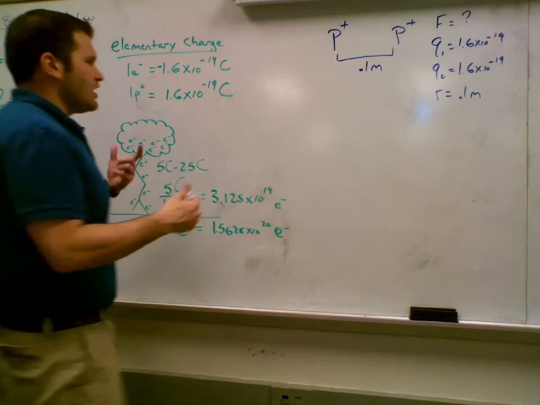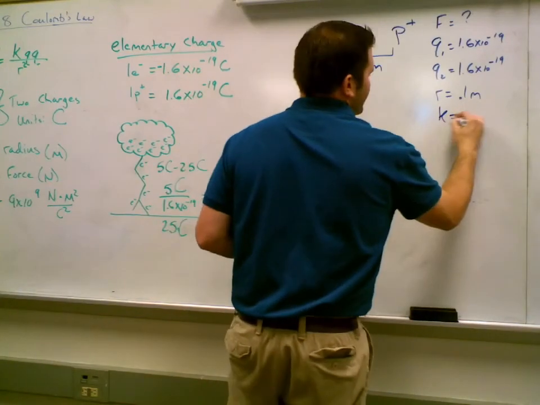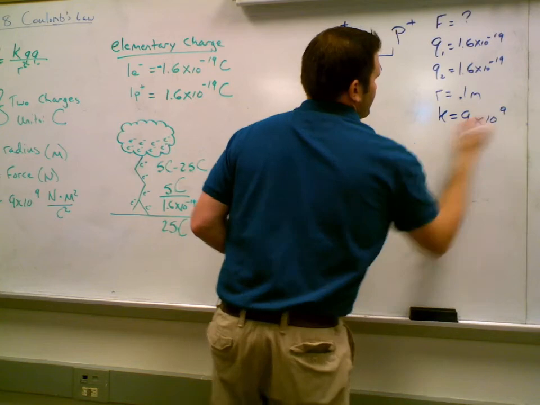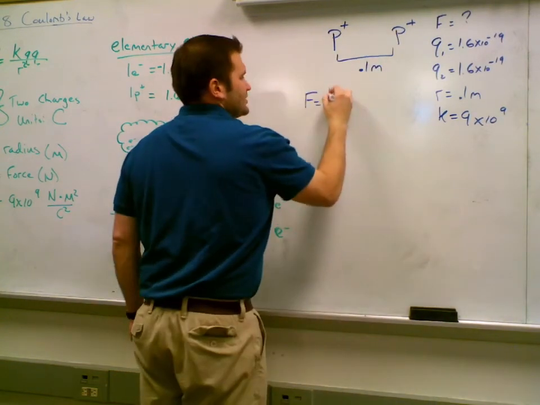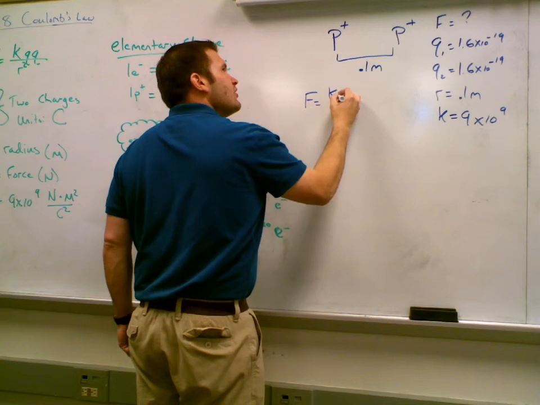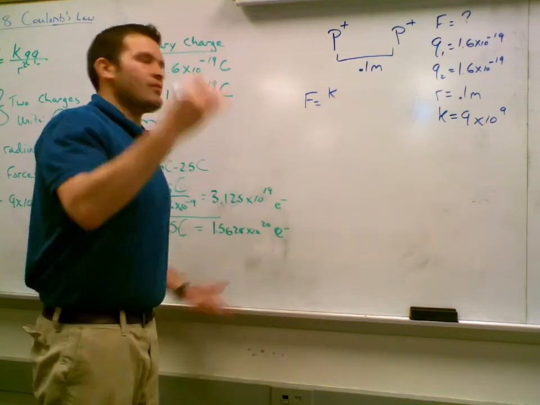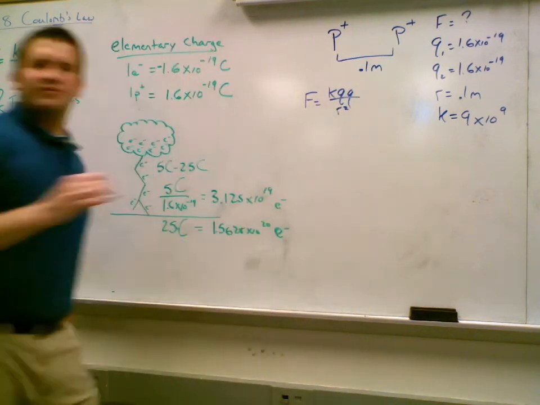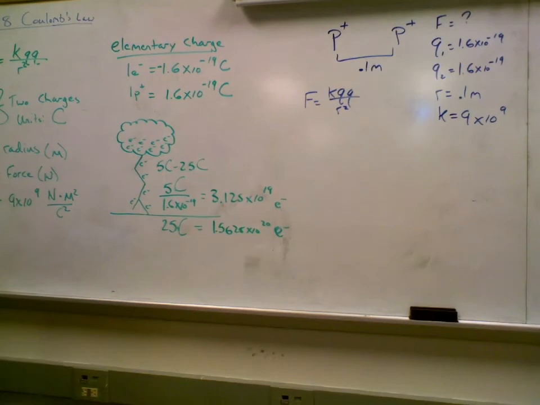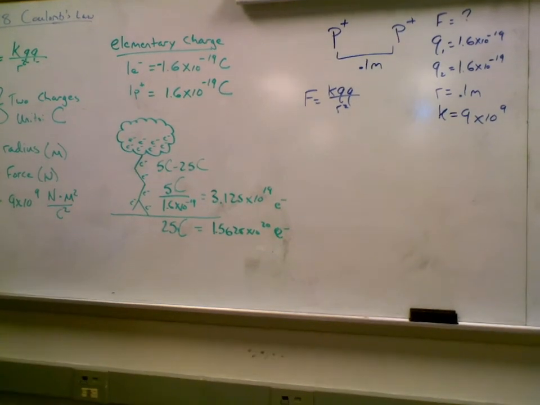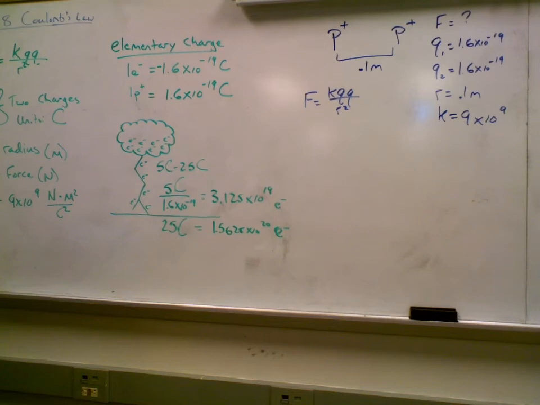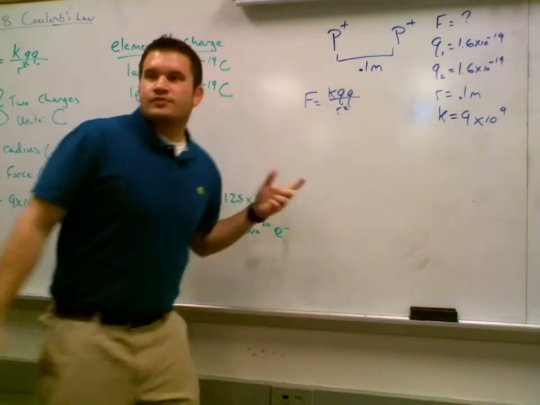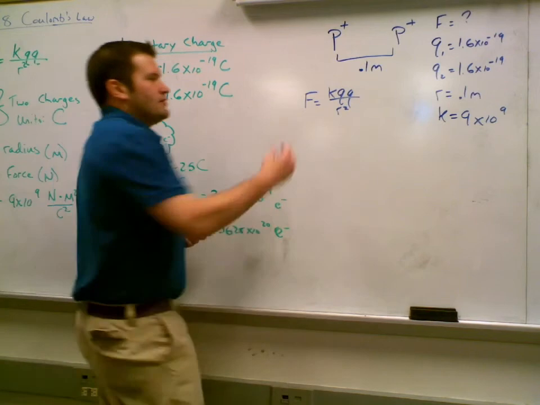We know K is always 9 times 10 to the 9. A little bit easier to remember than big G, 6.67 times 10 to the negative 11. I'm mad at myself, I remember what big G is. Okay. Alright, so we can plug in what we know.